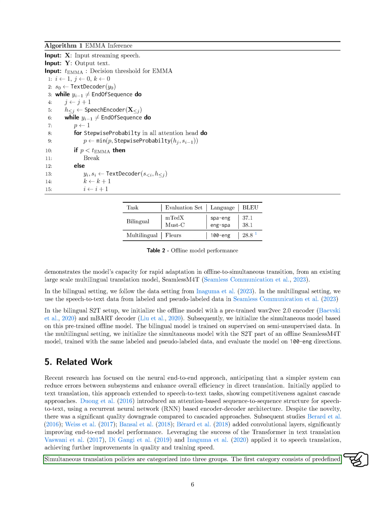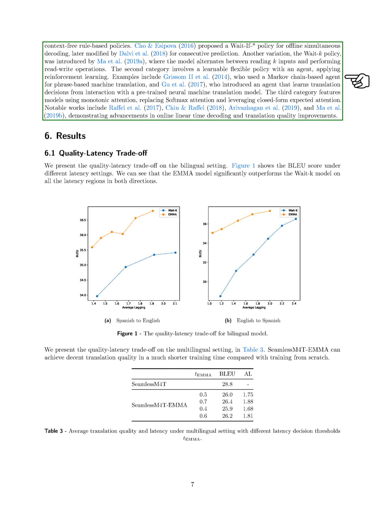Simultaneous translation policies are divided into three groups. The first group consists of predefined context-free rule-based policies. The second group involves a learnable flexible policy with an agent, applying reinforcement learning. The third group features models using monotonic attention, replacing softmax attention and leveraging closed-form expected attention.